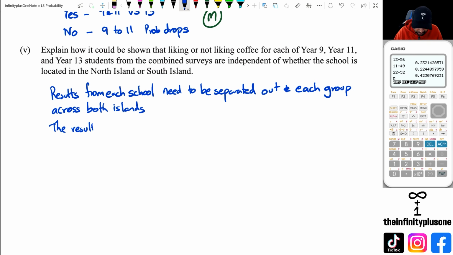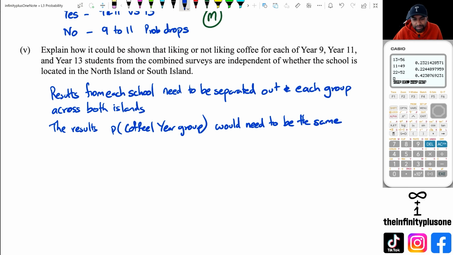Now, once we do that, then we can actually check the results. So for example, the results of the probability that they like coffee given the year group would need to be the same. And ideally, we want the sample size to be similar as well. So yeah, just mentioning those things.